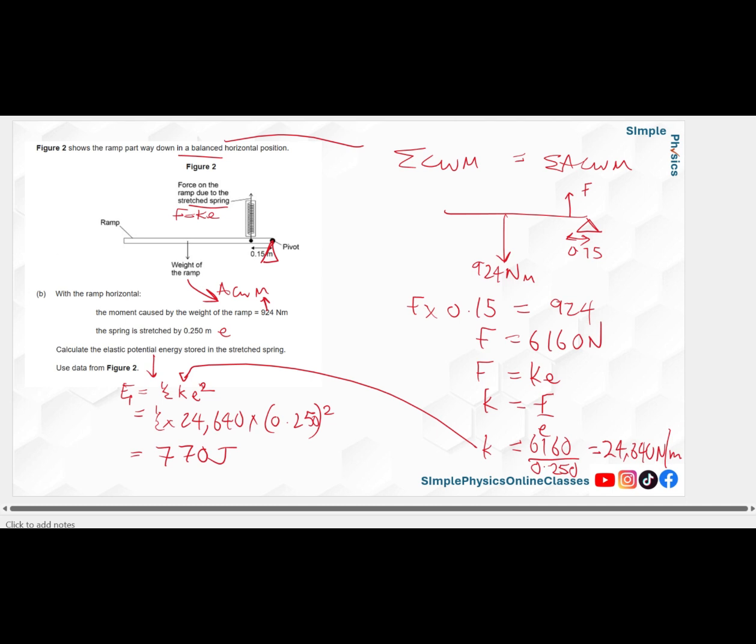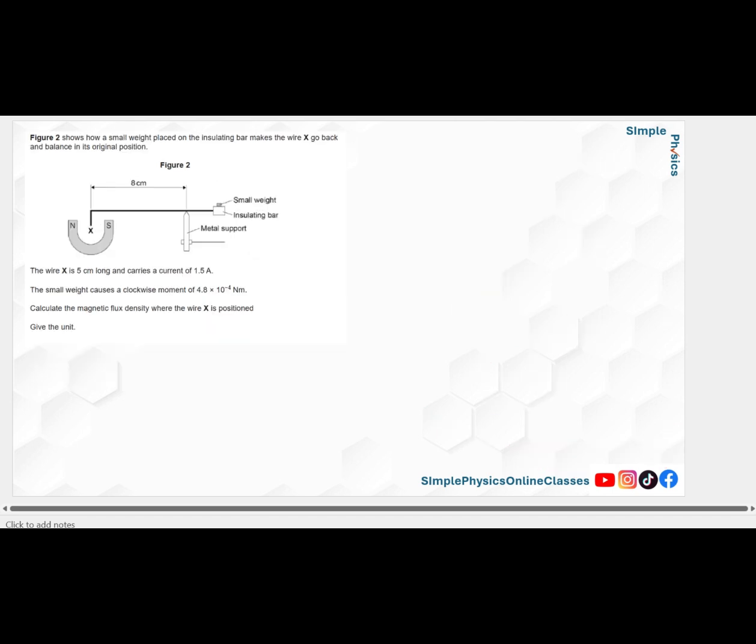Okay, let's have a look at an even nastier question. So again, moments. Figure 2 shows a small weight placed on the insulating bar makes the wire X go back and balance. So if it's balanced, what do you know? Sum of the clockwise moments is equal to the sum of the anti-clockwise moments. They give lots of information. The small weight causes a clockwise moment of 4.8 times 10 to the minus 4.